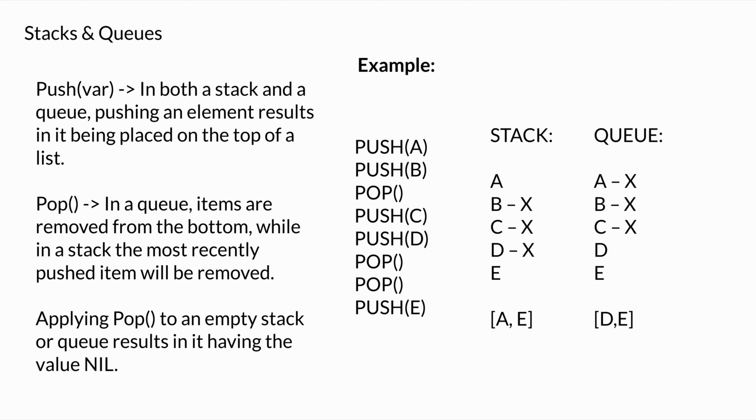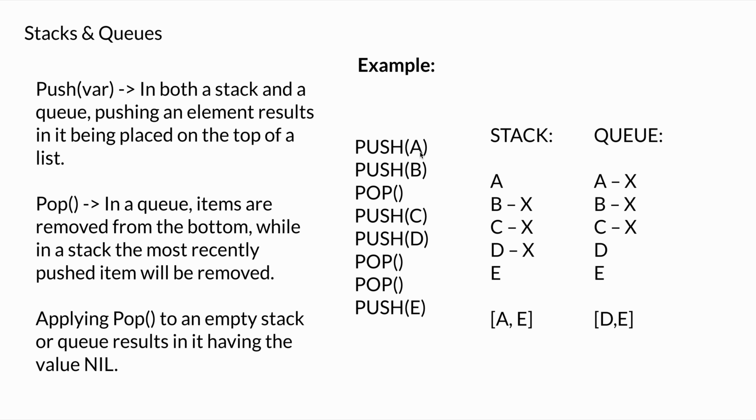So applying pop to an empty stack or queue results in it having the value of nil. Sometimes it will result in nil being your final value for a stack or a queue, and that could be an answer on your ACSL multiple choice. So make sure you know what that means and how you can get it. Now, here is an example of me applying the same operations to an empty stack and an empty queue, and you'll see quickly how the values at the end turn out to be different.